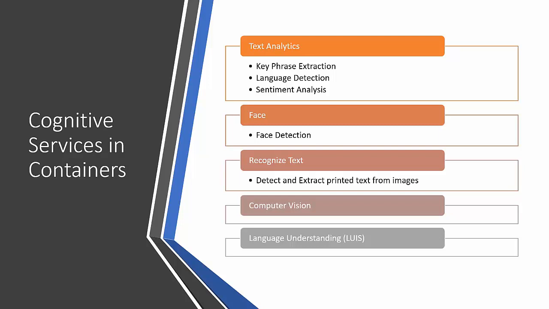So this is something I think a lot of organizations will be getting into, where if they don't have proper network coverage, or if they are not ready yet to put the data onto the cloud, they can still make use of cognitive services in containers.